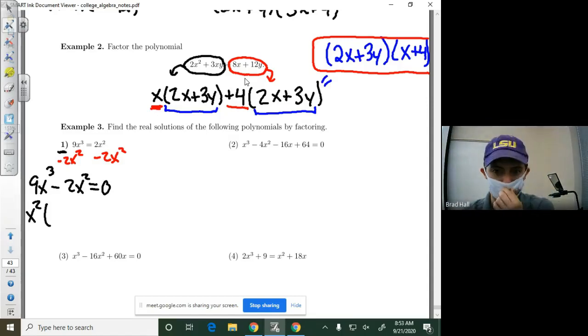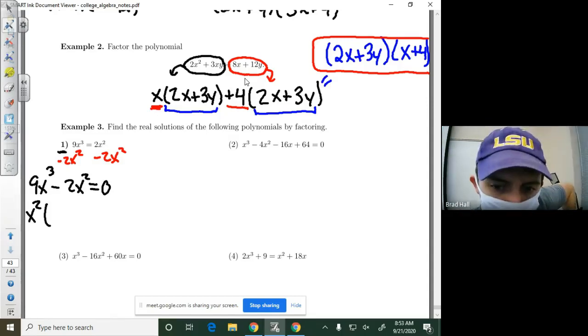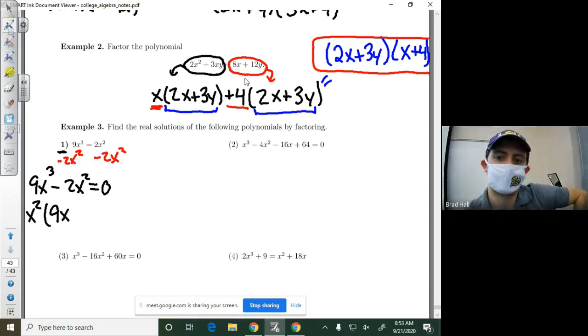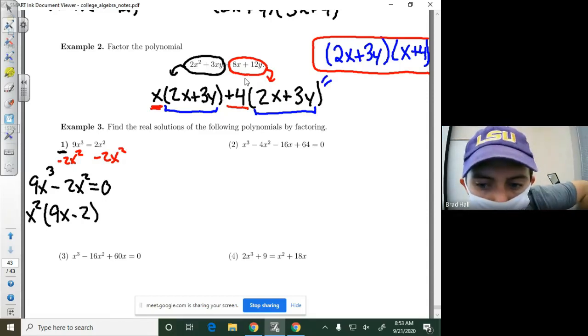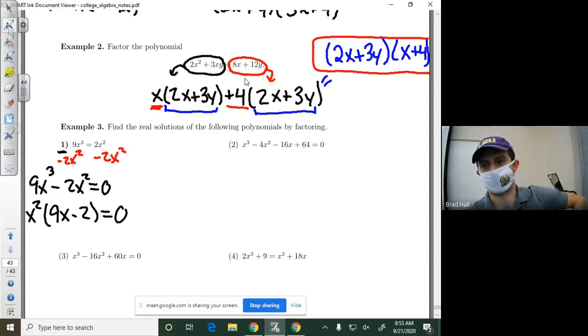We factor out x squared from 9x to the third, and we seem to be left with 9x. If we factor out x squared from negative 2x squared, it's minus 2. So this problem doesn't even require grouping. We do grouping when there's 4 terms, but there's only 2. But in general, factoring is nice because now we have a product of stuff equal to 0, which means we can start breaking this up.